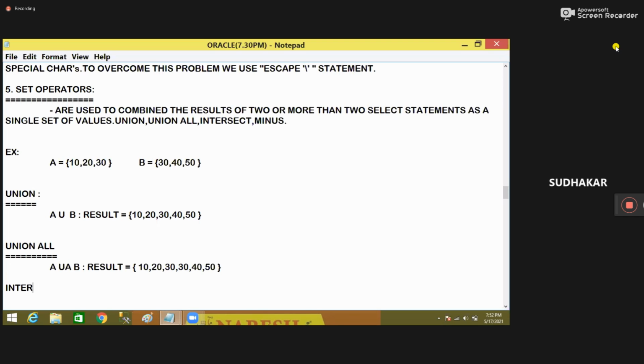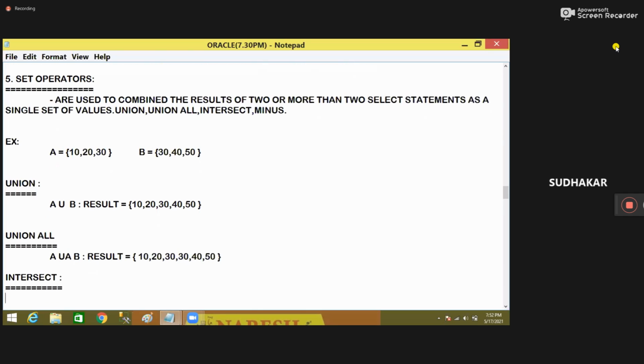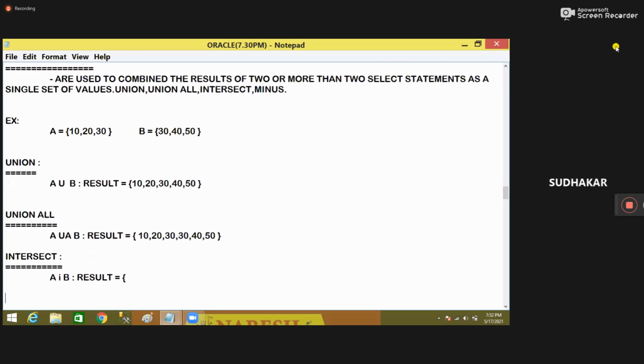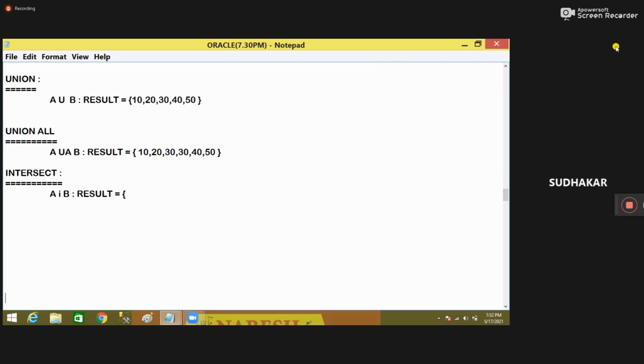Now the next one is intersect. Suppose I'm using A intersect B. Can you tell me what the result of A intersect B is, guys?